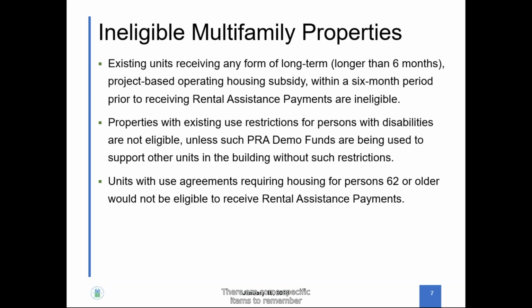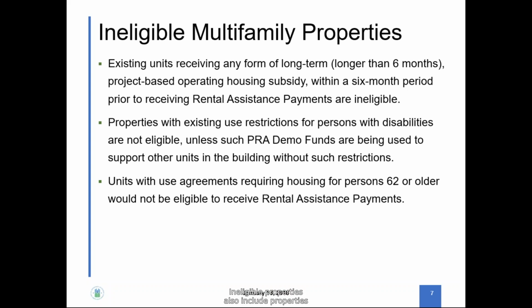There are some specific items to remember when a grantee is looking for appropriate multifamily housing, including which properties will not be eligible for the 811 PRA program. Ineligible properties include those with existing units receiving any form of long-term, which means longer than 6 months, project-based operating housing subsidy within a 6-month period prior to receiving 811 PRA payments. It's important to note here that if a property has other units without project-based operating housing subsidy, those units could be eligible for the 811 program.